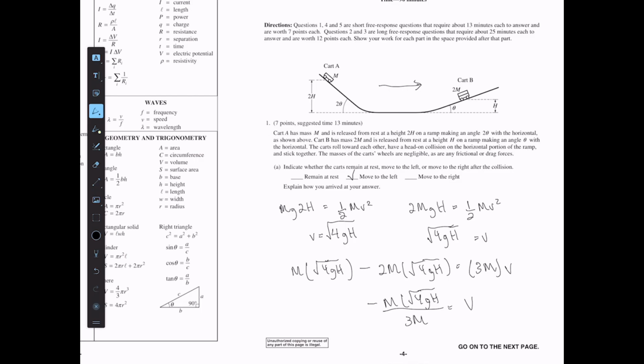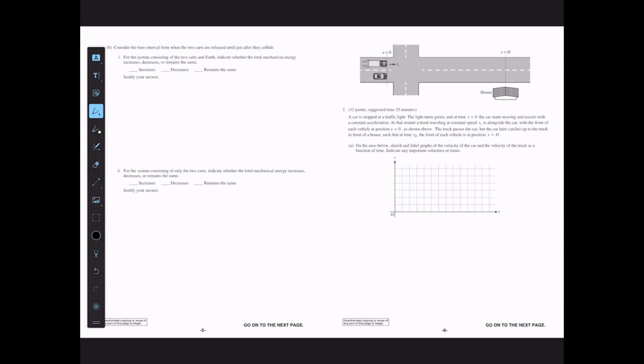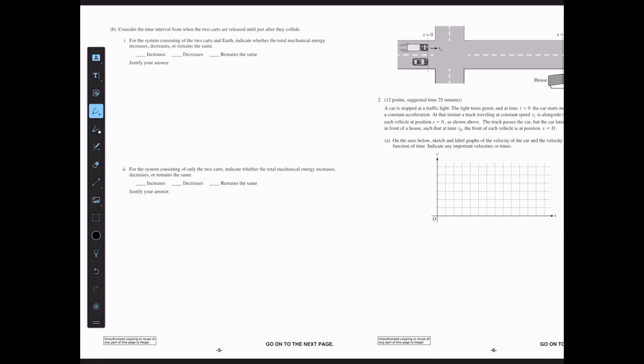Okay. B. Consider the time interval from when the two carts are released until just after they collide. For the system consisting of the two carts and the Earth, does the mechanical energy increase, decrease, or remain the same? It remains the same because there's no external force.